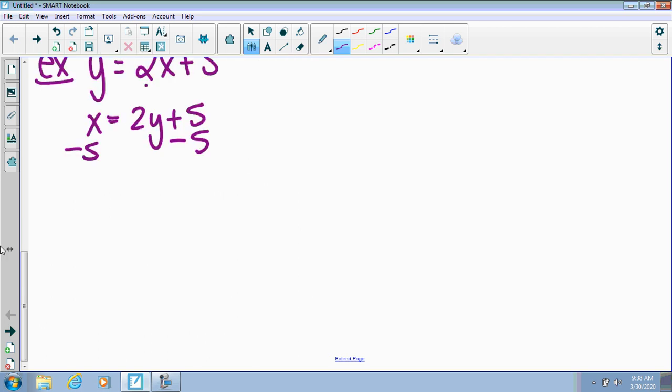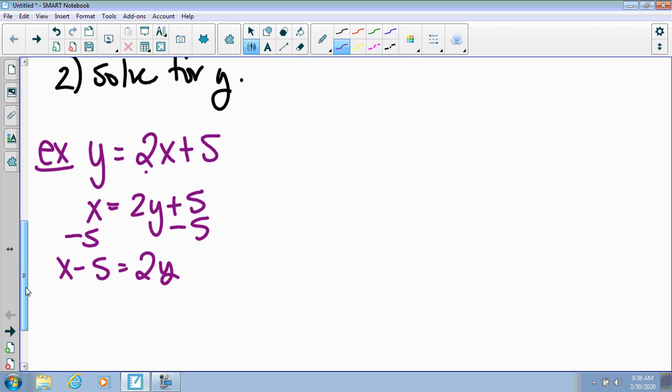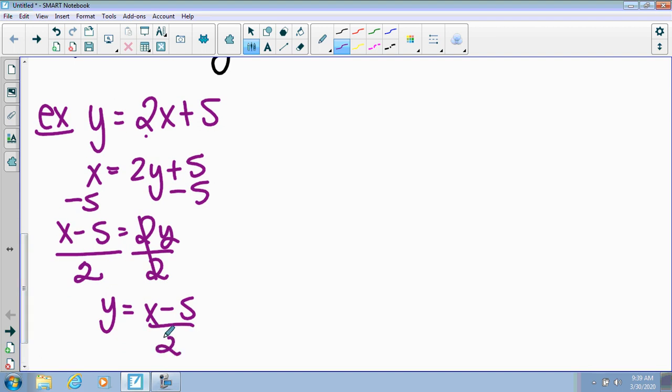So this ends up being x minus 5 equals 2y. And then y'all know what to do next. If you want the y by itself, to get the y alone, you're just going to divide both sides by 2. You can just put it over 2 for the whole thing. Your 2's will cancel out. So now our inverse is y equals x minus 5 over 2. Okay? You could see the 2 underneath both of those. That's fine. You could say x over 2 minus 5 over 2.